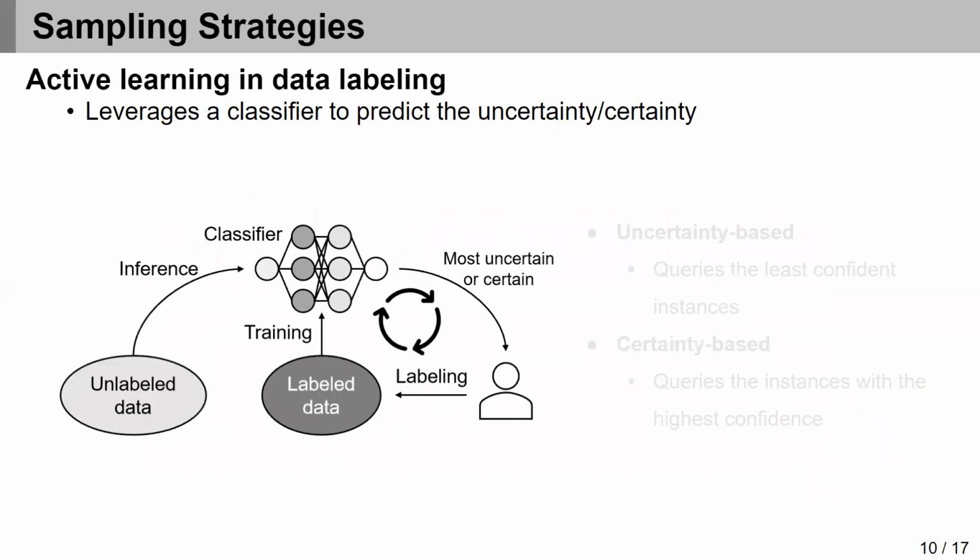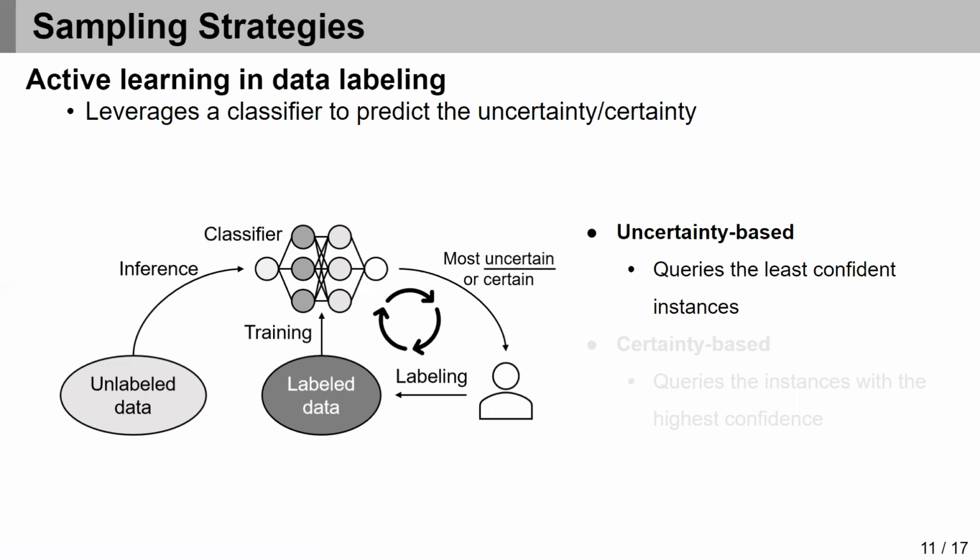In forming diverse sampling strategies, we use active learning, which is widely used in data labeling. Once an annotator labels data samples, a classifier is trained with the annotated data and outputs the certainty scores of the unlabeled data. Then, the next batch of data samples is given to the annotators based on the prediction of the classifier.